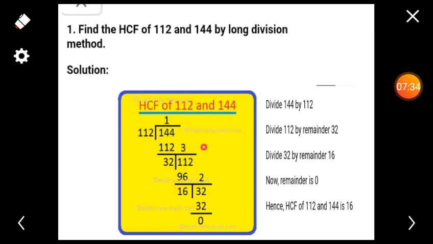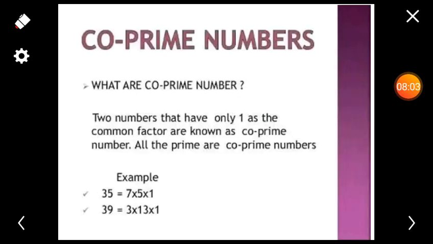Then we get 3 as quotient and 16 as remainder. Now the remainder is 16. Then divide 32, writing this 32 here: 32 divided by 16, we get 2 as quotient and 0 as remainder. Now the remainder is 0. Hence the HCF of 112 and 144 is 16. 16 is the HCF.